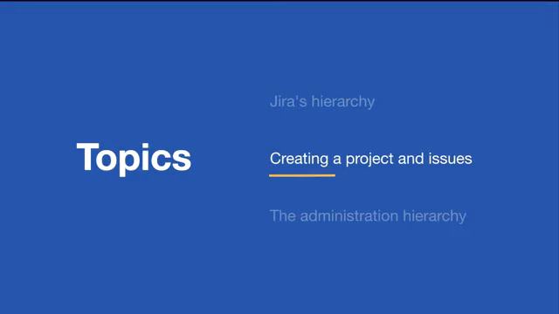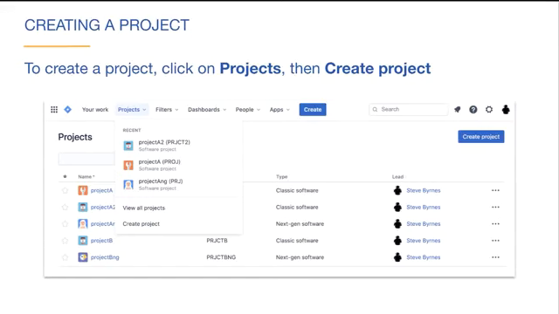Next, we will discuss creating a project and issues. To create a project, click on the Projects drop-down in the top navigation, then click on Create Project. While viewing a list of projects, you can also click the Create Project button in the upper right. You will create your first project in the first reading for this course.